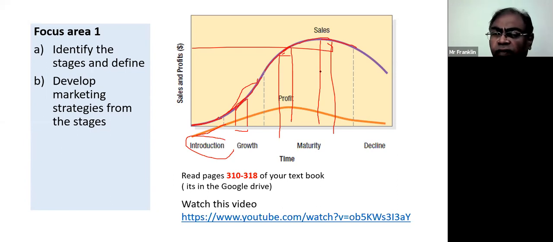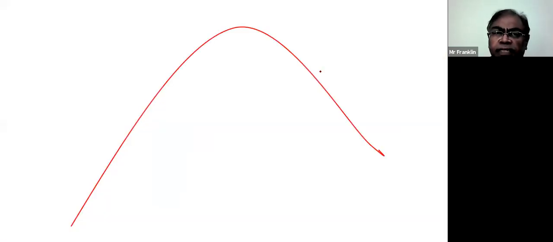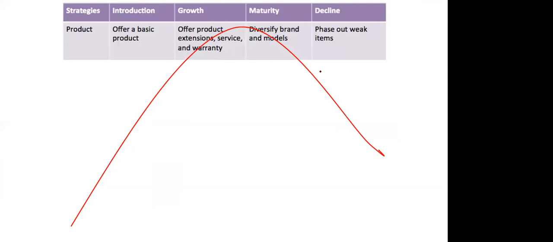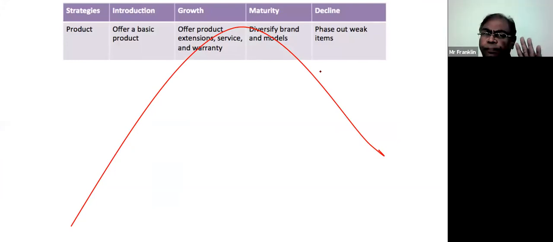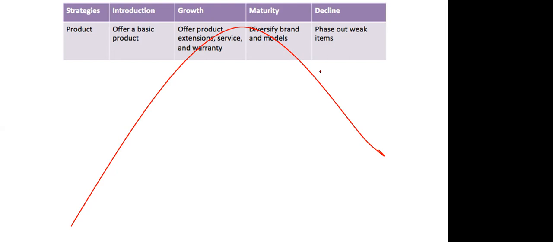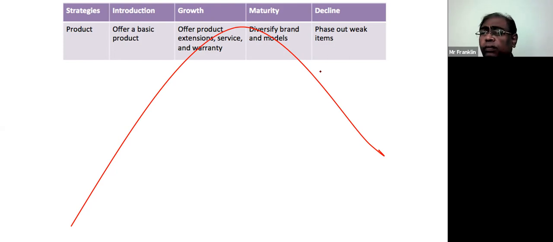Develop marketing strategies from the different stages. So we need to come up with different marketing strategies. Let's say, for example, when you talk about marketing strategy, you talk about the 4 P's: product, price. What's the next one? Product, price, place. What are the 4 P's? Product, price, place, people. Then process.